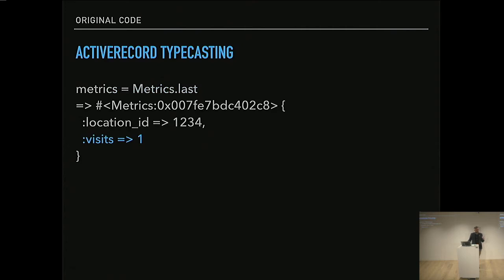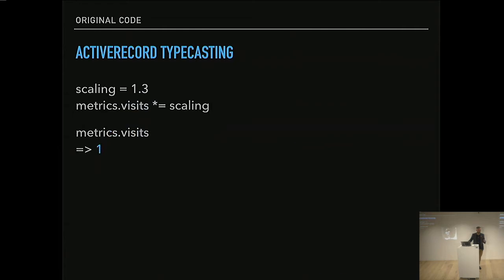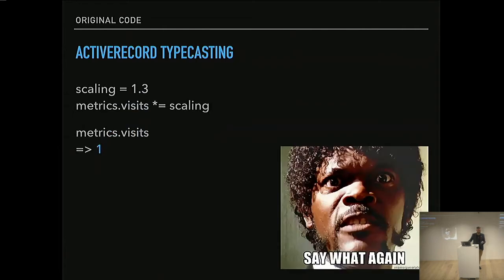ActiveRecord tries to be really nice to us. So you pull this record out of the data. It says, I want you to get me just some metrics. And in there, I've got a field called visits, and it says, for that day, you had one visitor. Then we might say, okay, that's great, I would like to apply a scaling of 1.3 to that. And so you then multiply it together. 1.3 by 1 gives you 1.